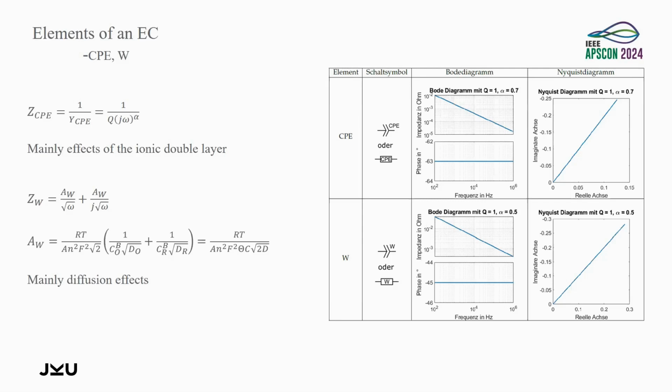On the other hand, the impedance of the Warburg element, ZW, is given here. So it's noticeable that the real and the imaginary part is always the same. And I will spare you the details of this Warburg parameter AW. This is RT divided by all these variables. You have the diffusion constant in there, temperature, Faraday constant, and so on. And this describes mainly diffusion effects inside your fluid, inside your system, which you want to describe with your equivalent circuit.